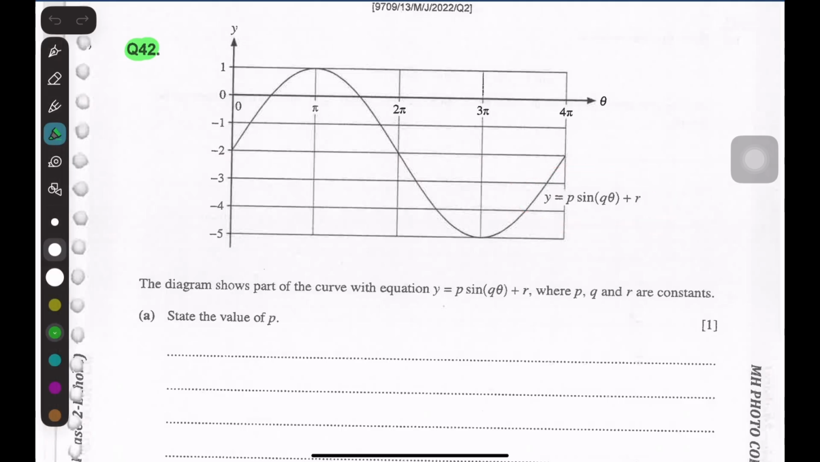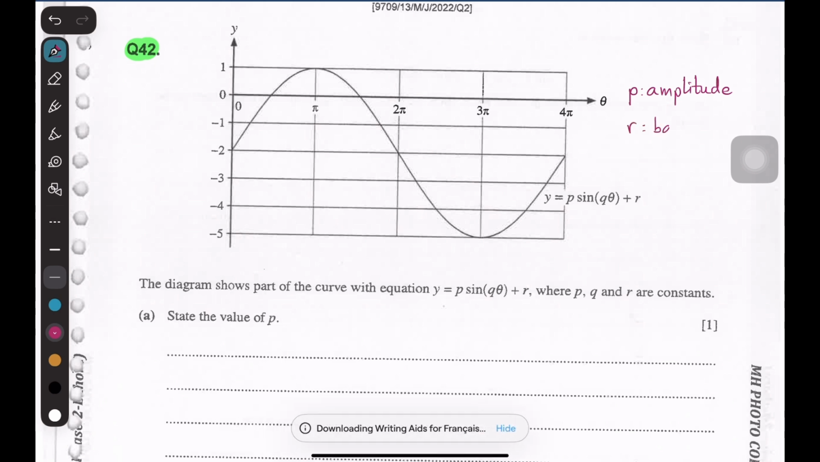So the first thing that we have over here is this P. The P in this case will be representing amplitude. Then we have R. R represents the baseline. And then we have Q, which represents the period. So the first part says state the value of P. So P is the amplitude.